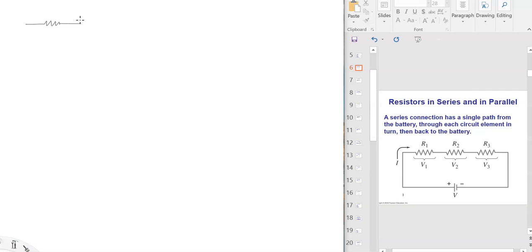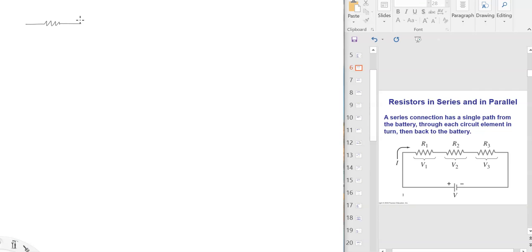So let's see what this slide's saying. A series connection has a single path from the battery. Series connection is one loop through each circuit element in turn, then back to the battery. So there's three resistors in the circuit. They can be just electrical resistors. There can be some other components like light bulbs or some other electrical equipment. So series means they are all back to back.